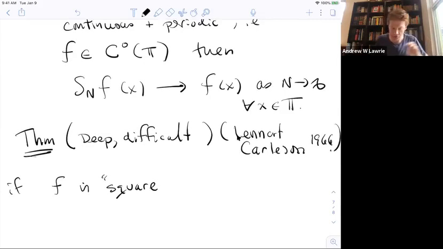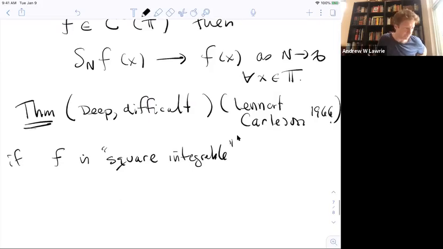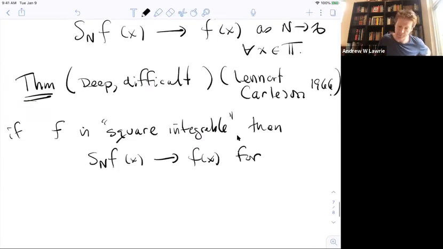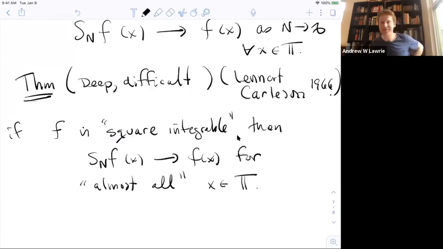conjectured, which isn't quite true. However, if f is square integrable, for now you can just think of it as square Riemann integrable. In fact, it's even more general than this. So if f is square integrable, then Sn f of x does converge to f of x. He corrected Fourier's conjecture as follows by saying for almost all x in T.